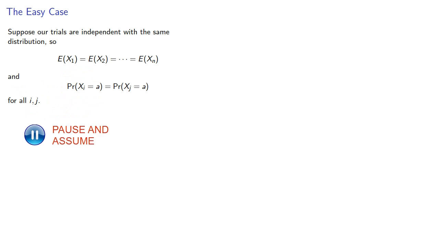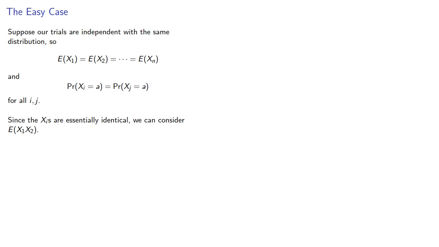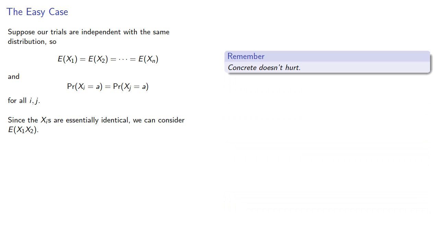So let's begin with the easy case. Again, suppose our trials are independent with the same distribution so that the expected value of each trial is the same. And since the xi's are essentially identical, we can just consider the expected value of, say, x1 times x2. So remember, concrete doesn't hurt.